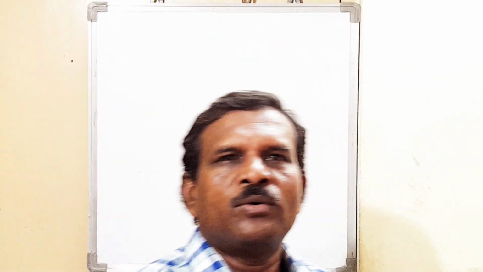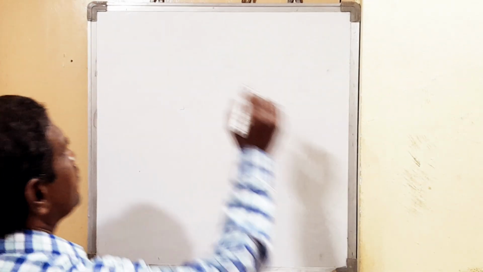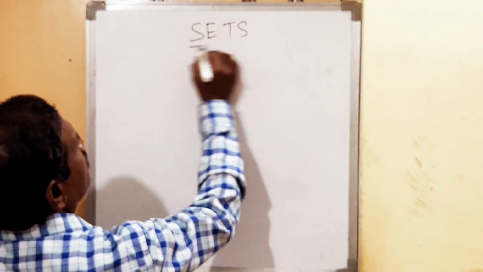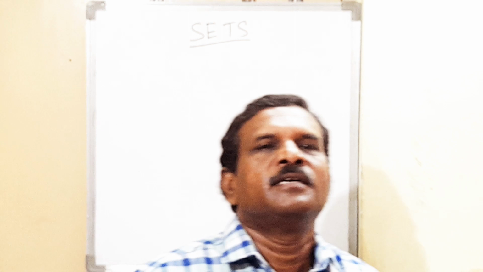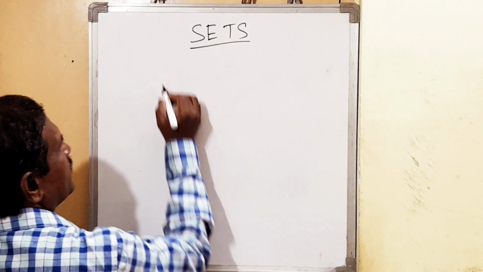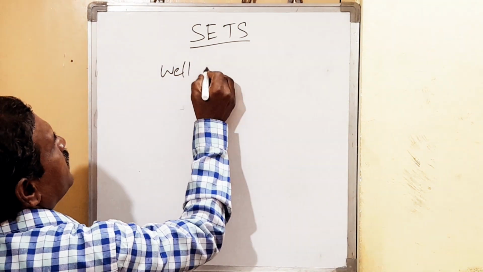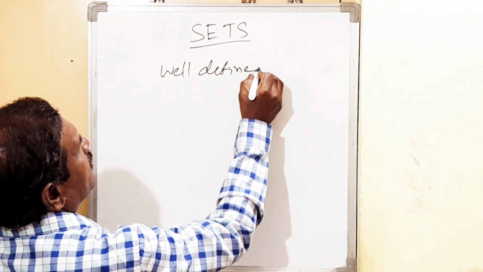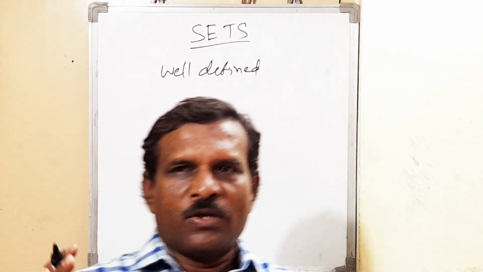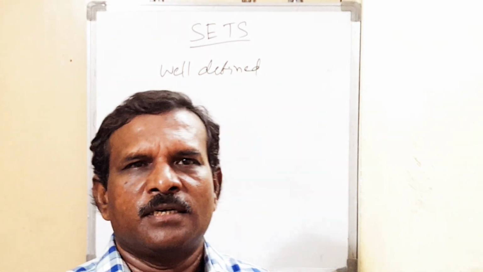Okay, now today through this video we are going to discuss set theory. Sets. What is a set? A set is a collection of well-defined objects. That is the definition. What is this well-defined here? Well-defined objects means if you take some group of objects, it is called a set.